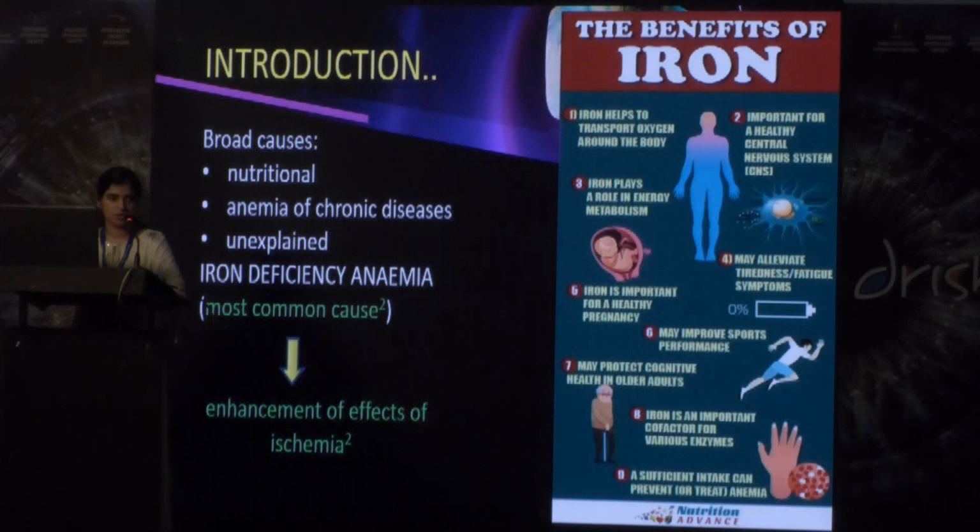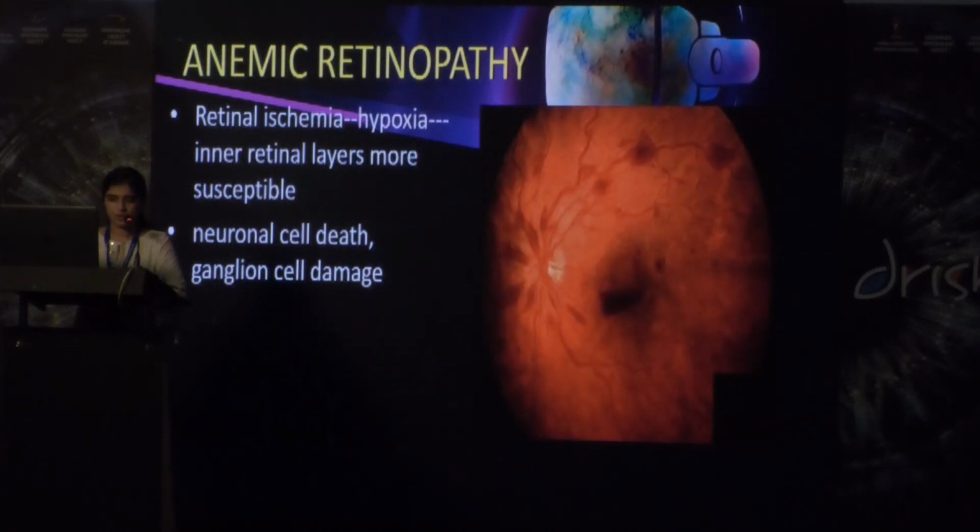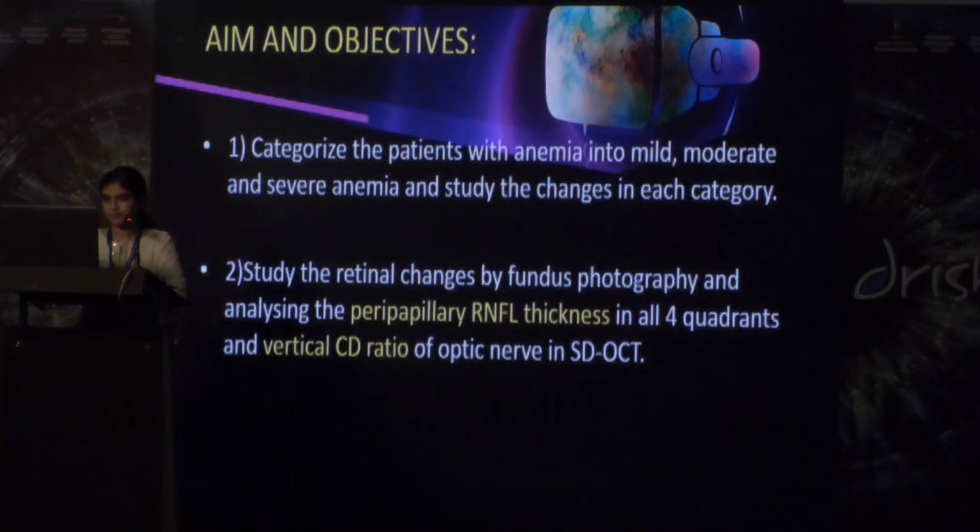Since iron is the major oxygen transporter in the body, iron deficiency causes enhancement of the effects of ischemia, and that affects the eye also and causes anemic retinopathy. Retinal ischemia causes hypoxia, and inner retinal layers are found to be most susceptible to damage. Neuronal cell death, ganglion cell damage, and, as seen in the figure, superficial and deep retinal hemorrhages, cotton wool spots, etc. may be seen.